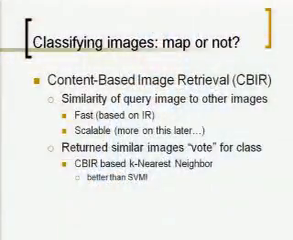OK, so the basic approach that we take to this problem is using what's called content-based image retrieval. And the idea is that we're using the similarity of the image that you want to classify to other images that are in these repositories. The nice thing about this approach is it's fast. It's based on information retrieval type techniques, and it's quite scalable. I'll talk a little bit more about that in a minute.